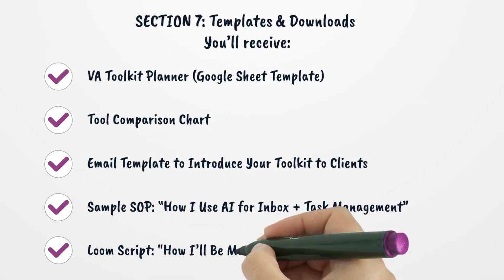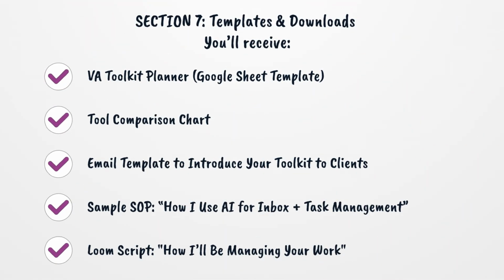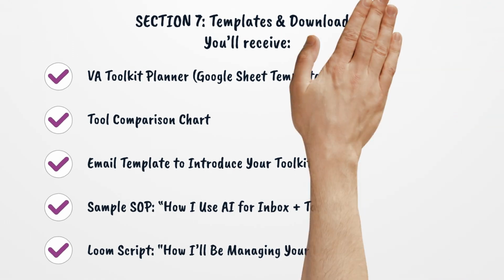Section 7, templates and downloads. You'll receive a VA Toolkit Planner Google Sheet template, a Tool Comparison Chart, an email template to introduce your toolkit to clients, a sample SOP on how I use AI for inbox plus task management, and a Loom script on how I'll be managing your work.